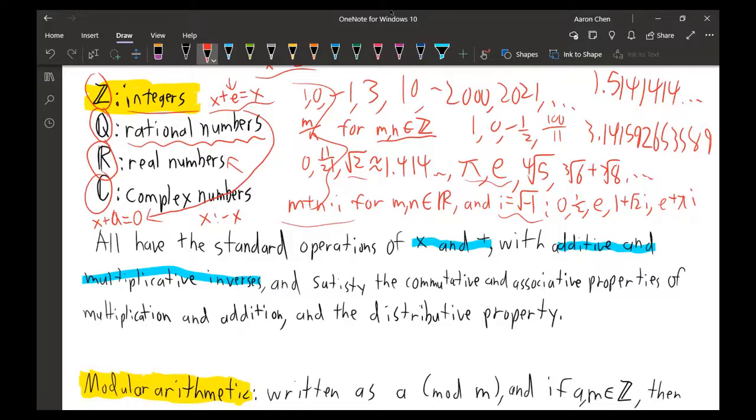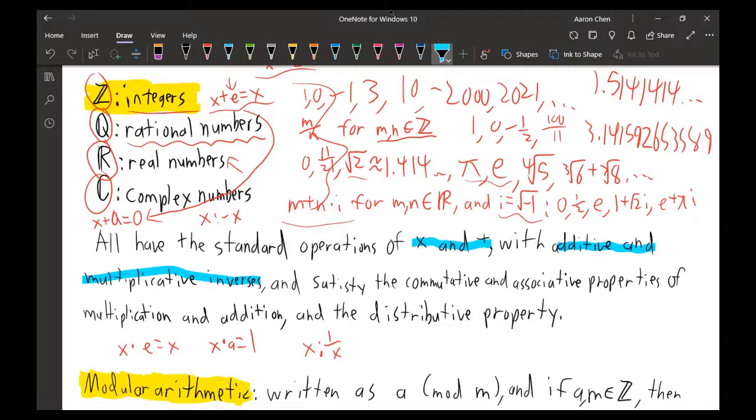And similarly, the multiplicative identity is when x times e is equal to x, so e is 1. The multiplicative inverse is the number a such that x times a is the identity, which is 1. And so the multiplicative inverse of x is 1 divided by x.